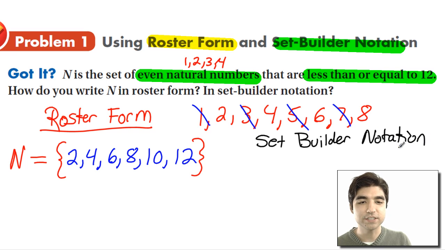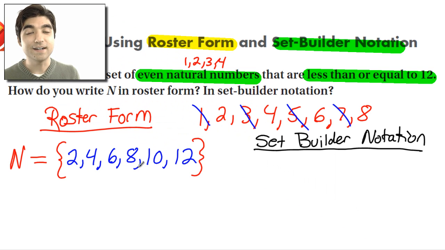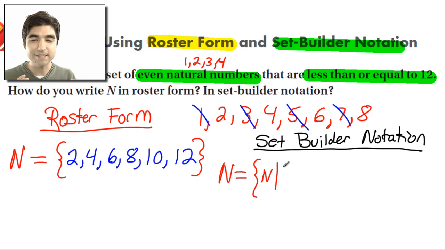Now set builder notation is more useful once your sets start getting really big. You see, roster form can become, to keep it real, a pain in the butt whenever you have lots of numbers in your set. But set builder notation looks like this. You have n equals, then you put the curly brace, and then you put some type of variable that you're working with. In this case it's n, and then you put a line, and then you say what the constraints are. So what's the limitation here? And our limitation is even natural numbers.